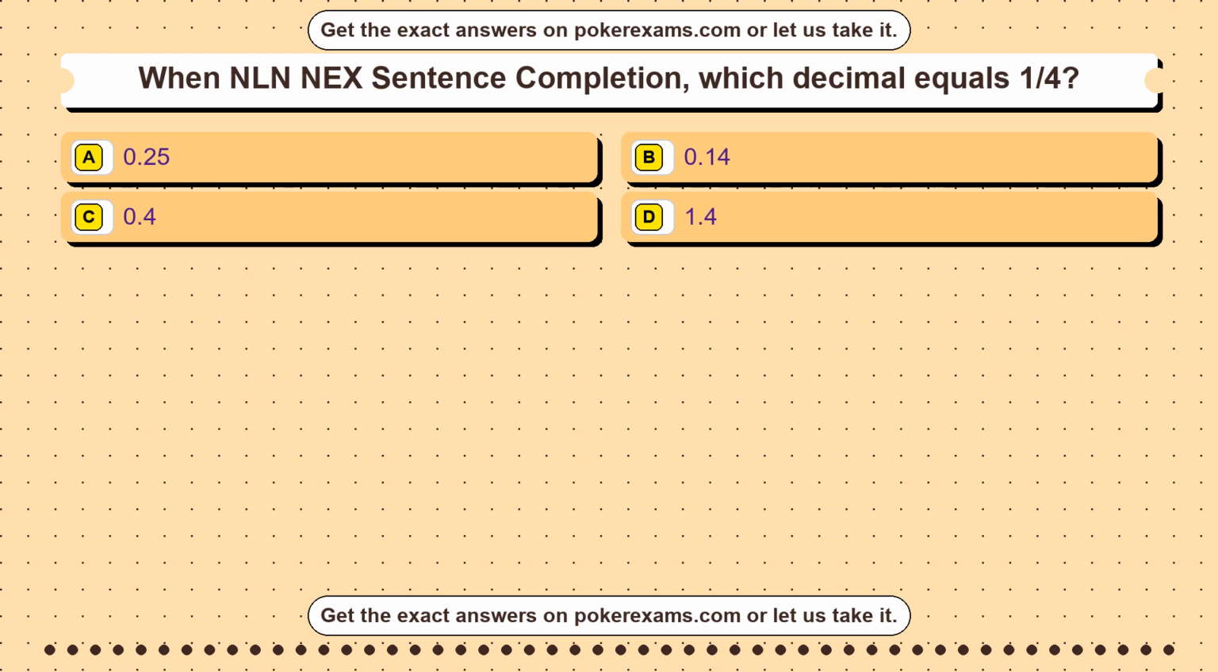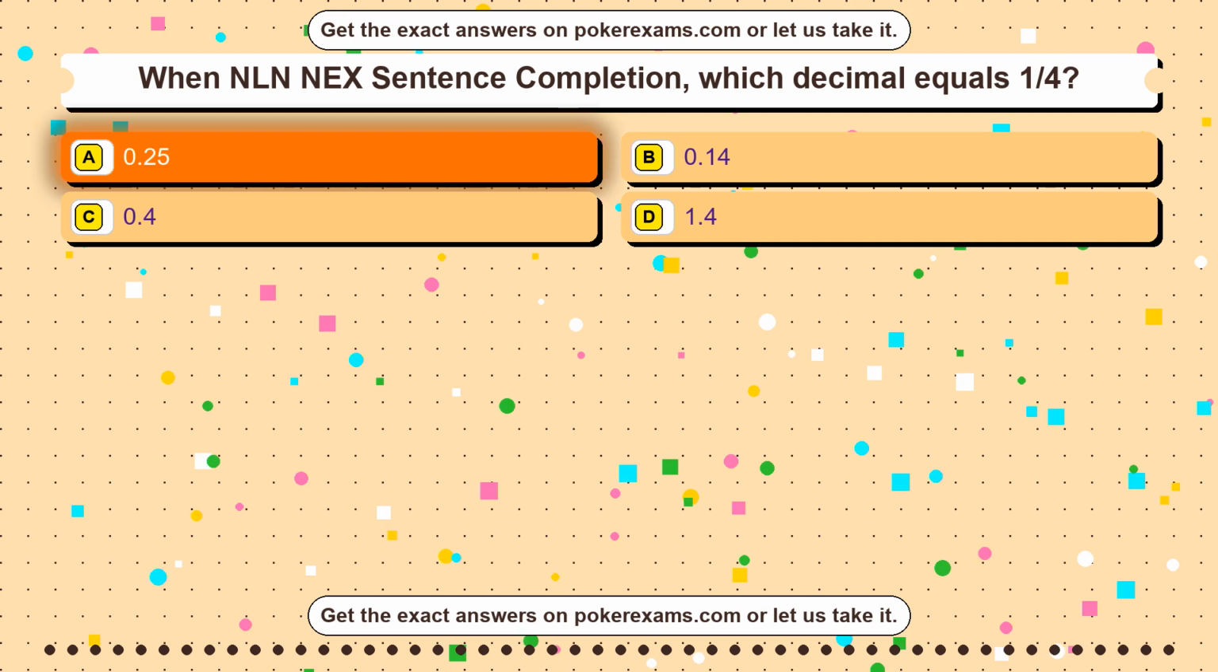Question 9. When get science review, which probability equals 1 chance out of 4? Option A, 25%. Option B, 40%. Option C, 50%. Option D, 75%. The correct answer is option A.